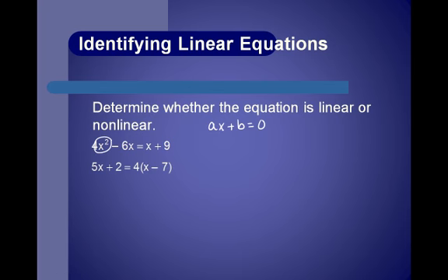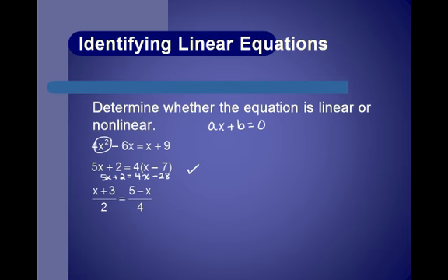5x plus 2 equals 4 times (x minus 7). Notice you only have x. If you look at this side and do distributive property, 4 times x is 4x, 4 times 7 is 28. We could rearrange the terms in this equation and get only one x term and only one number term. Therefore, this is a linear equation.